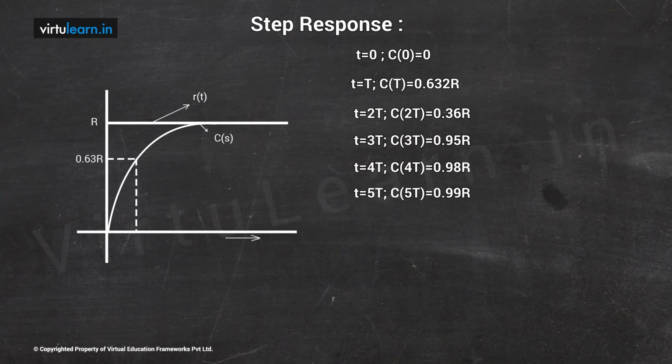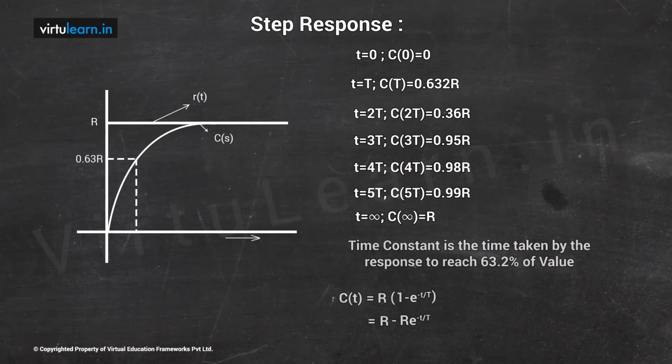Let us look at 5T, what is the response? C of 5T becomes 0.99 R. Then when we substitute t is infinity, C of infinity is R. So C of infinity is nothing but the steady state value of the system. Now the steady state value is capital R, but at 5 time constants it is 0.99 times R. That means it is almost reaching the steady state value. So therefore in time response we take from t 0 to 5T as the transient period, and from 5T to infinity it is the steady state time period.